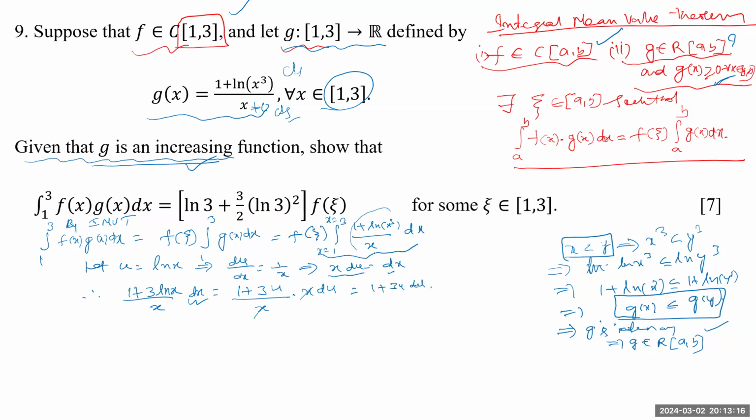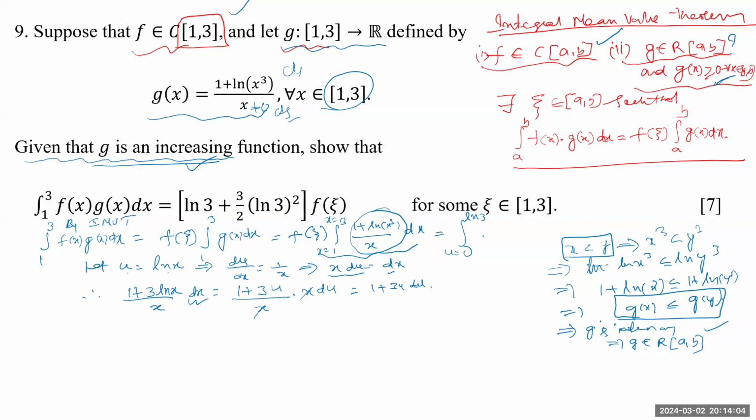So now I need to replace the integrand, but you have to change the limits. When x is equal to 1, that is ln 1, u is equal to 0, right? When we substitute x equals 1, ln 1 is 0. What is the upper limit? When x is equal to 3, u is equal to ln 3.